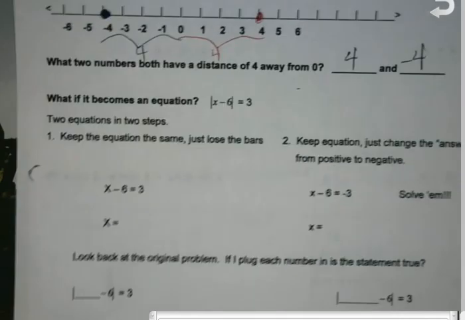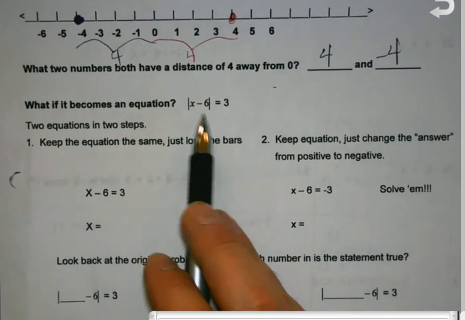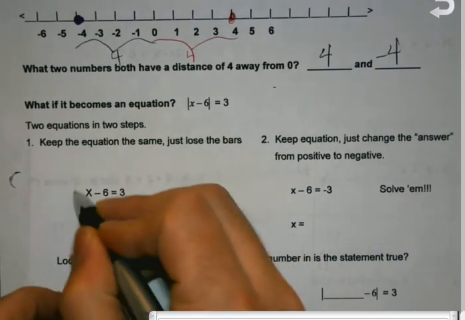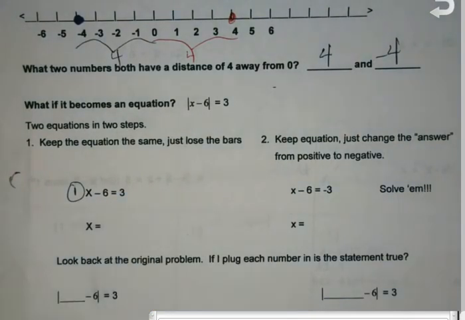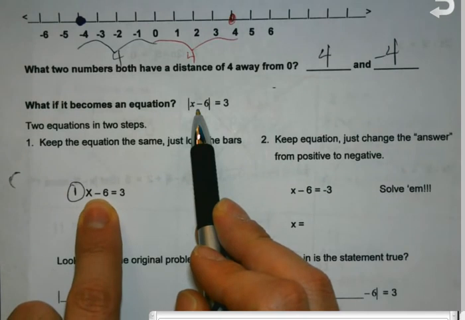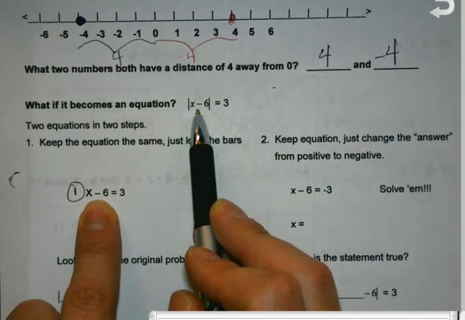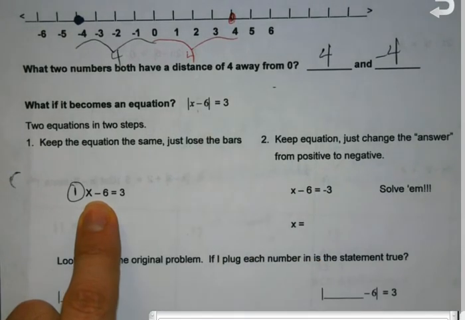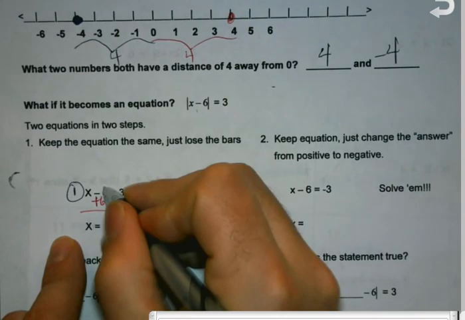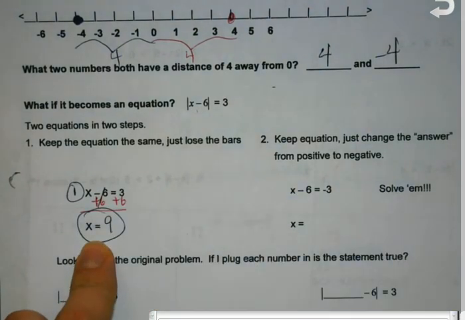Here's the next thing to keep in mind. What if I throw a twist at you already? What if it's an equation in there instead of just x? I'm going to split it into 2 equations. My first equation is always just rewriting it without the bars. The only difference is there are no absolute value bars anymore. Once we take the bars out, I solve it. What's my one step to get x by itself? Add 6. So x equals 9. But that doesn't mean the other answer is negative 9.